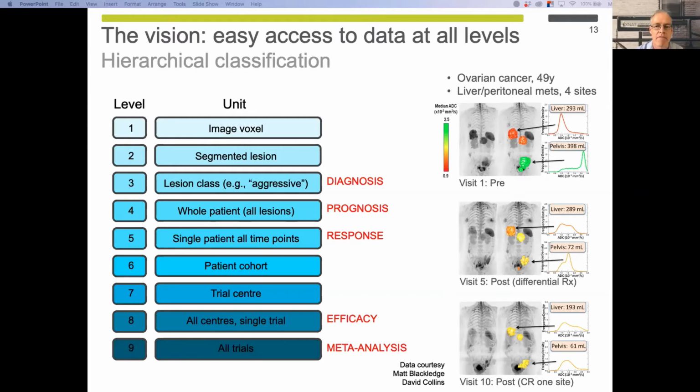Then finally, looking at our levels 8 and 9, we can see that results from a single trial might tell us about efficacy of a therapy, while accumulating all the data into a single database could make it really easy to perform a meta-analysis of the studies and audit the entire process. So this is the sort of thing that we'd really love to be able to enable.